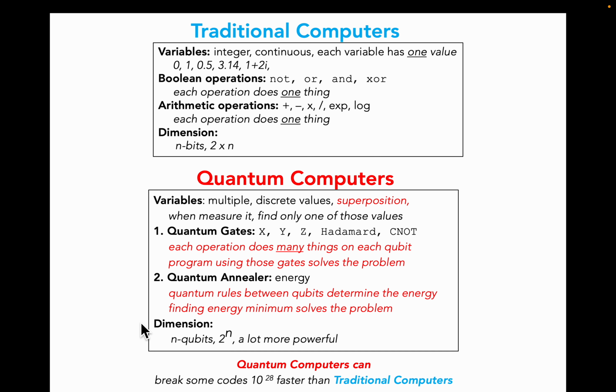These quantum computers live in a dimensional system of 2 raised to the n dimensions, which is a lot larger than the 2 times n for the traditional computer. And that's one of the ways they generate more power. In fact, quantum computers can break some codes 10 to the power 28 times faster than traditional computers.